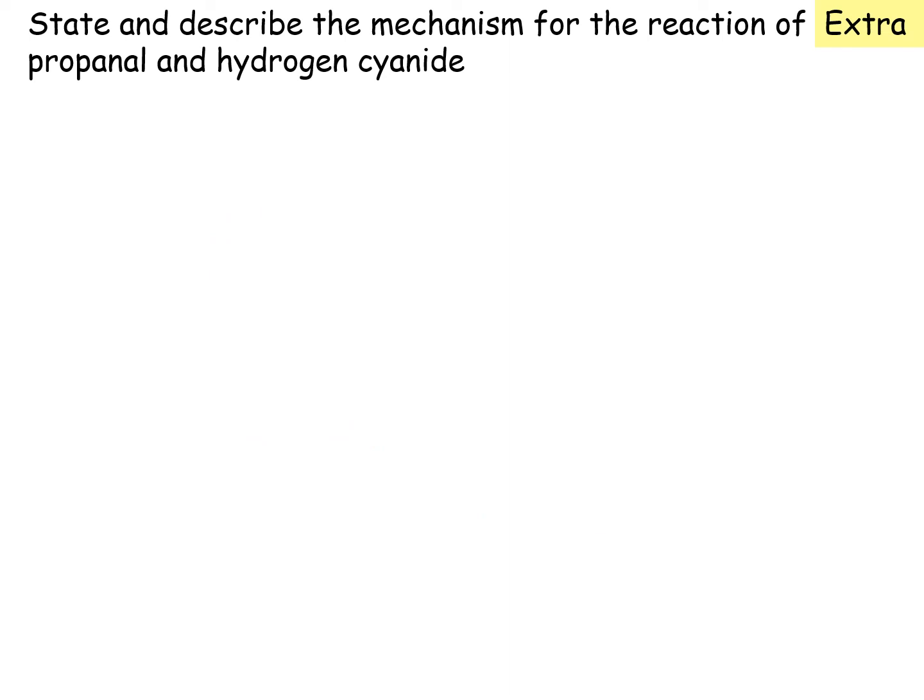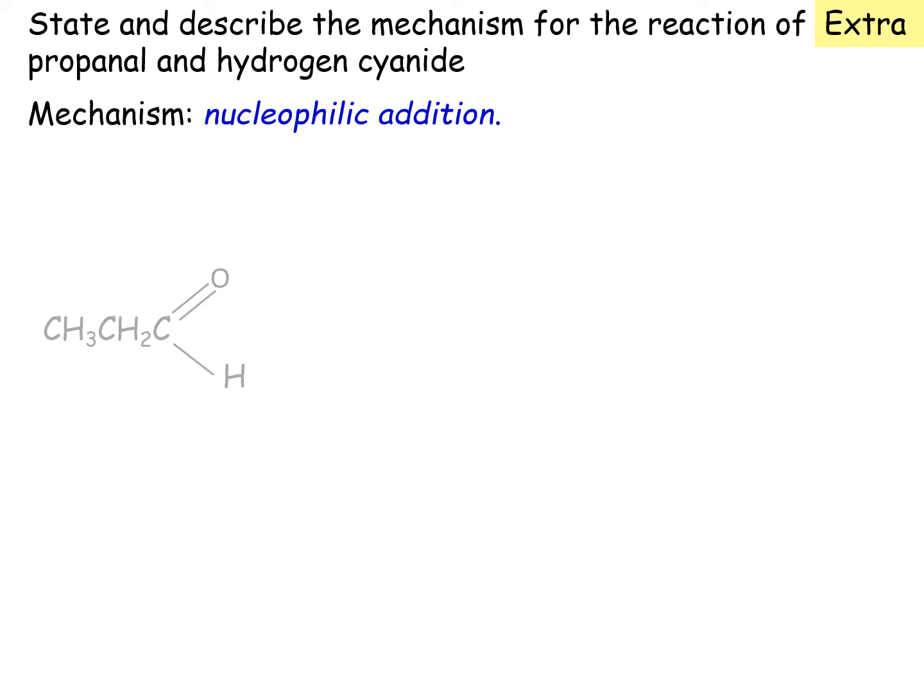Here's an extra question then for you to practice with. If you have got the booklet, you can work on a back page. State and describe the mechanism for the reaction of propanal and hydrogen cyanide. So do pause now and have a go, and then click play to check your answers. The command words here were state and describe, so you need to state the mechanism. That's the name, nucleophilic addition. Make sure you spell that correctly, and that'll definitely be worth some credit.